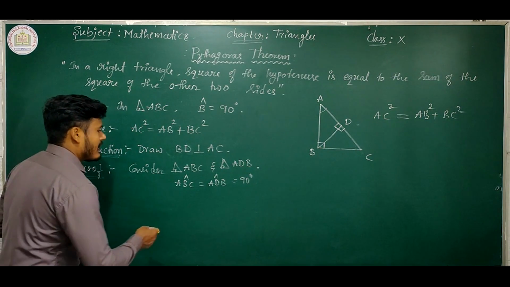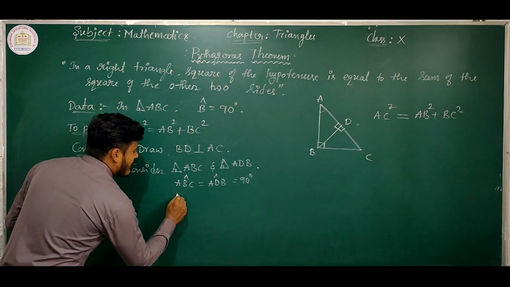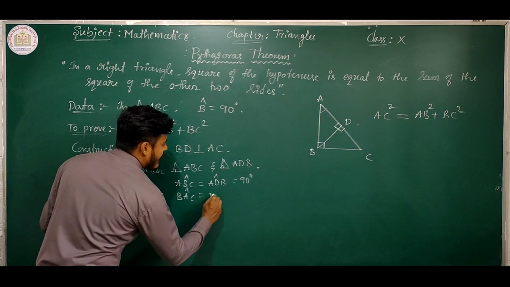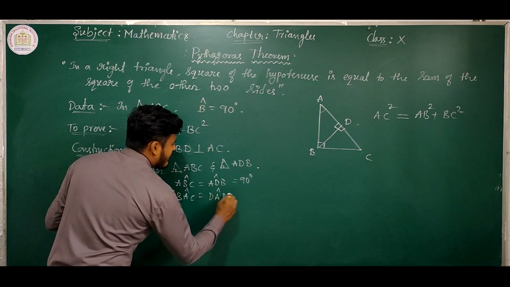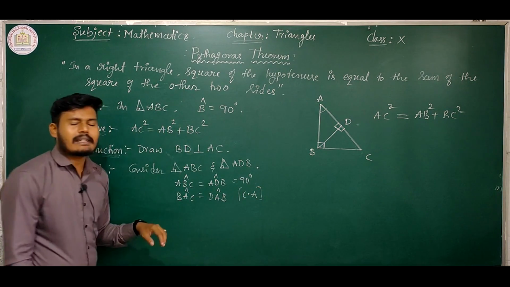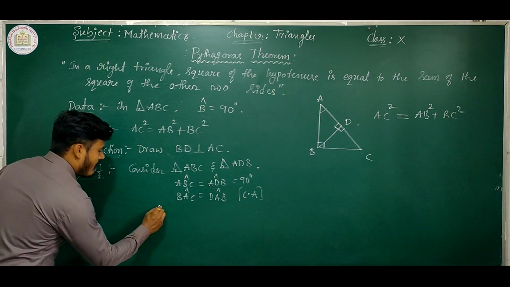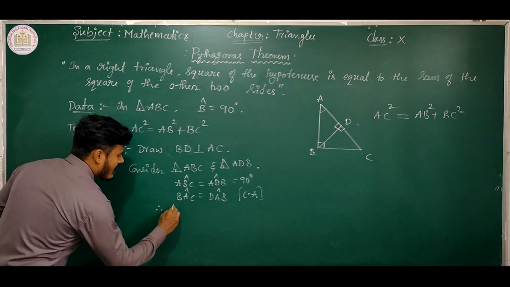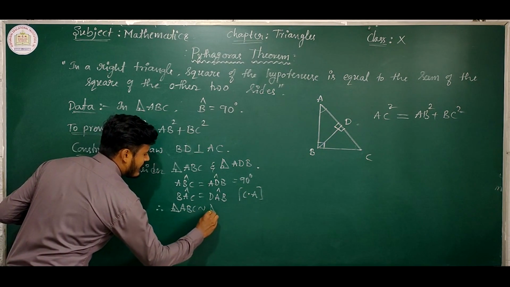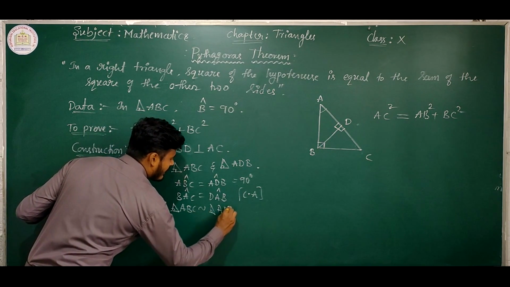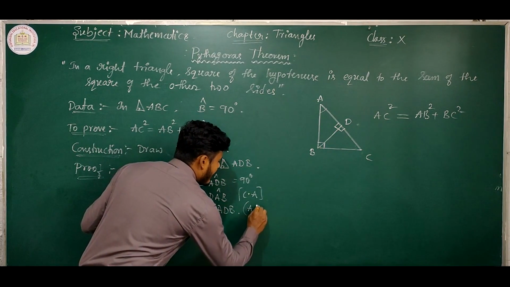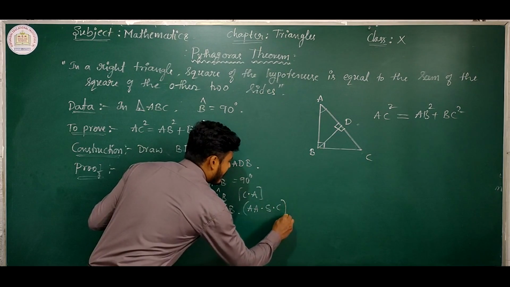That's why we should take down that angle also. So that angle, angle BAC, is equal to angle DAB. These two are common angles. So CA, which indicates common angle. Therefore right angle triangle ABC is similar to right angle triangle ADB. So now we have these two triangles are similar because of the AA similarity criterion.